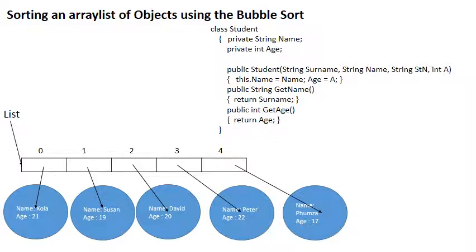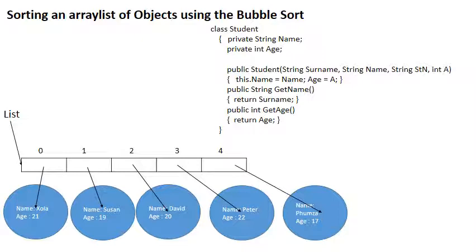In this video, I want to discuss the use of the bubble sort in an array list of objects. It also will help you to understand how pointers work in an array list. So what we have here is an array of 5 students.